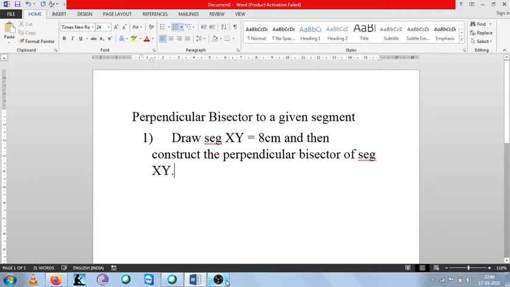Students, today I'll teach you some basic geometry constructions which you have already learned in previous standards. First one is perpendicular bisector to a given segment.